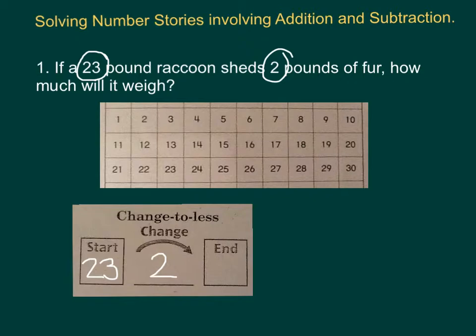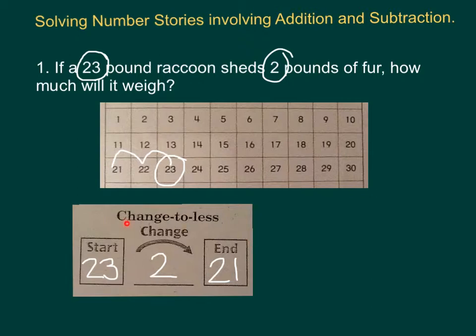Now we need to figure out, boys and girls, what's a strategy we could use to solve this problem? One of the ways that I decided to try to solve this problem is by using a number grid. So here's a piece of a number grid. I know that our start number is 23, so I'm going to start here at 23, and I'm going to change to less, so I know I need to go back 2. So I'm going to go back 1, 2, and my ending number was 21. So boys and girls, I know that if a 23-pound raccoon sheds 2 pounds of fur, it's going to weigh 21 pounds.